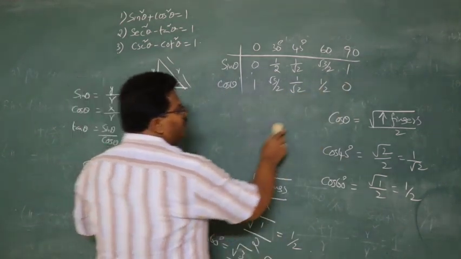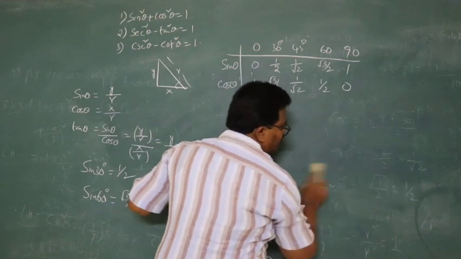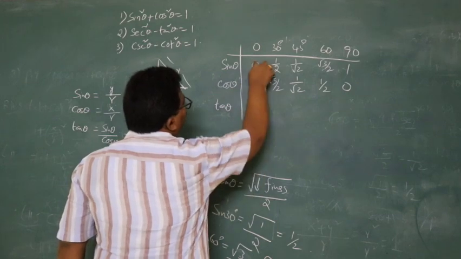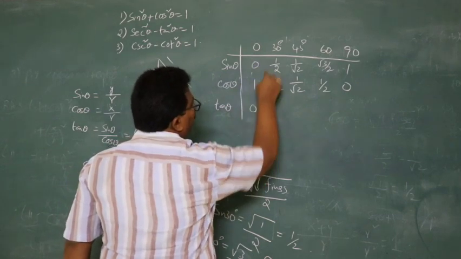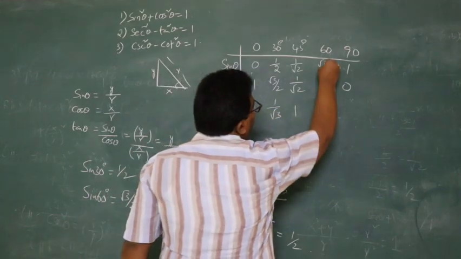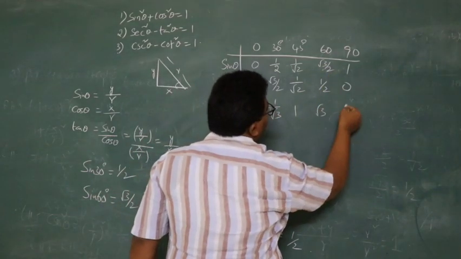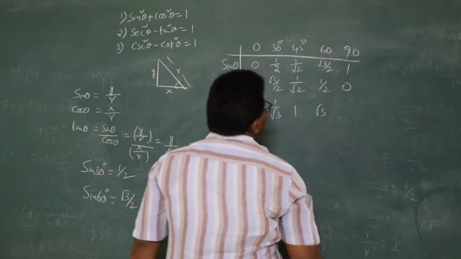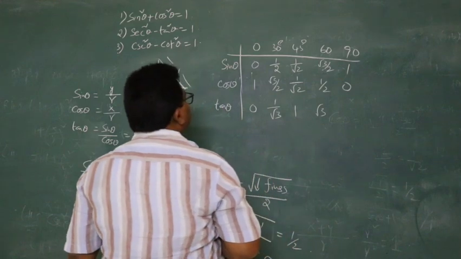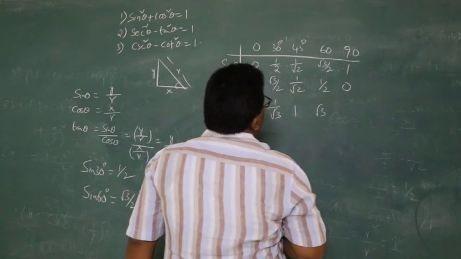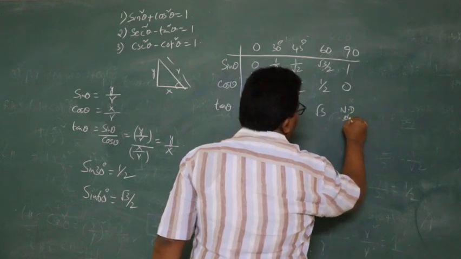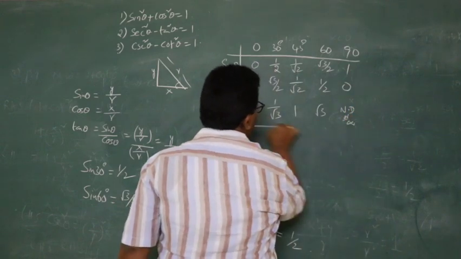If you remember these two, then we can easily write tan theta. Tan theta is sin by cos: 0 by 1 is 0, then 1 by root 3, then 1, then root 3, and then not defined, or we can write infinity also. Okay, this is the table.